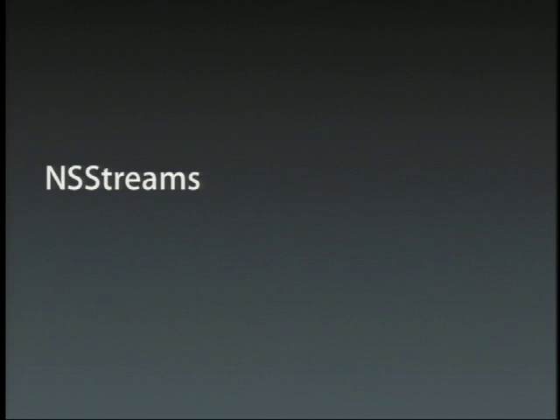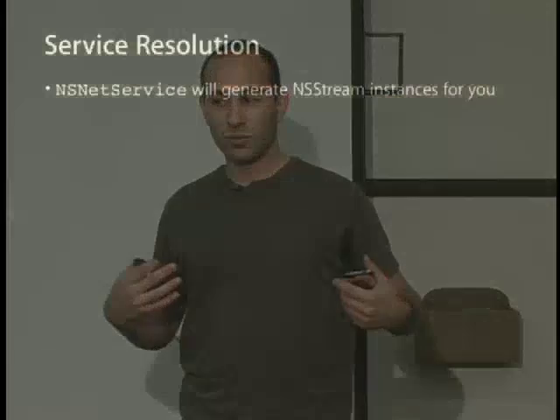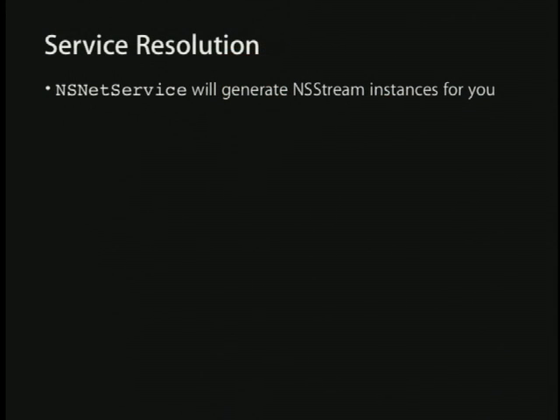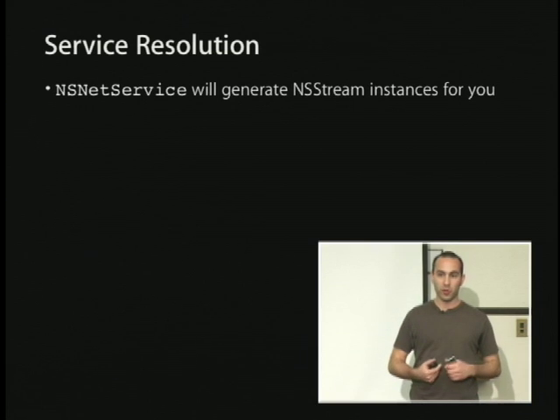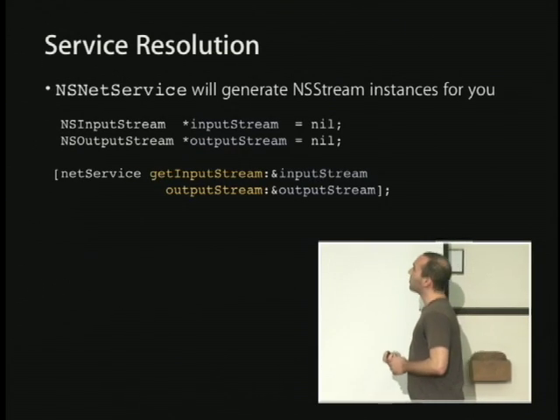NS streams is a convenience class that wraps sockets. For those of you that are familiar with networking code, sockets are a way for two processes to talk to each other, whether they be on the same machine or on different machines, and they communicate via a port. We're going to use NS streams as a way of doing this, which are conveniently very well supported in NS net service. You can actually ask for an input stream and an output stream from your NS net service.